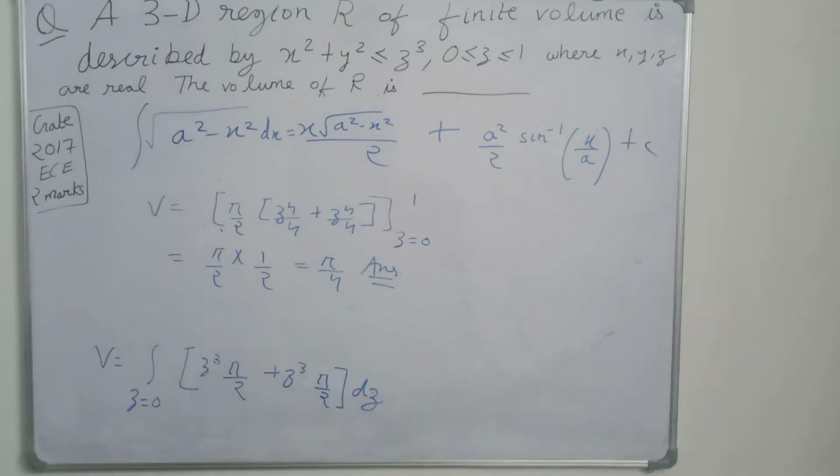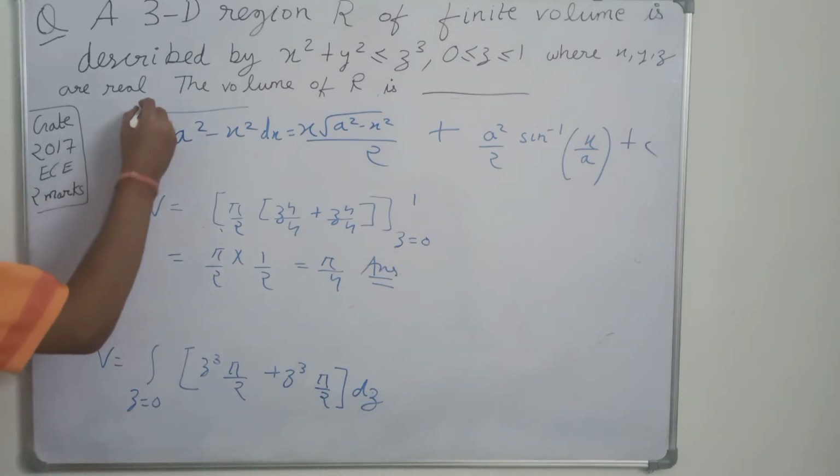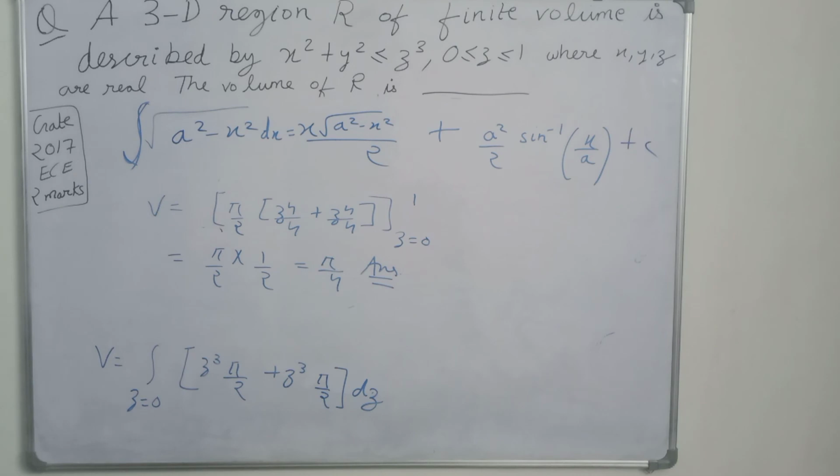So this was the triple integral. This was the question based on triple integral, and you must remember this formula. This is a very important formula for finding the value of an integral when it is in the form of integral of under root of a square minus x square dx. So this integral is equal to x under root of a square minus x square by 2 plus a square by 2 sin inverse of x upon a plus c. So you must remember this formula. This formula will be used in many integrations in GATE exam.